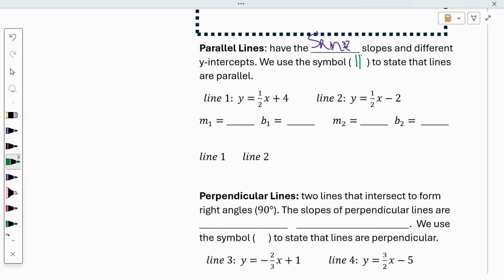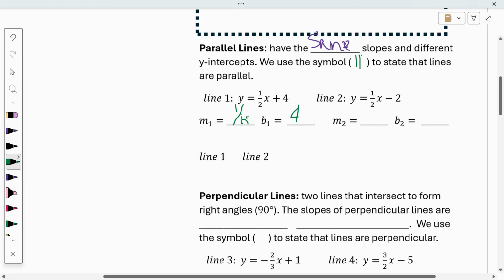So when I look at these two equations for line 1 and line 2, I see line 1 has a slope of 1/2 and a y-intercept of 4. Line 2 has a slope of 1/2 and a y-intercept of -2. So because they have the same slope, I can say that line 1 is parallel to line 2 because they have the same slope and different y-intercepts.